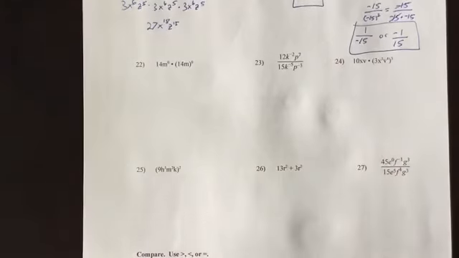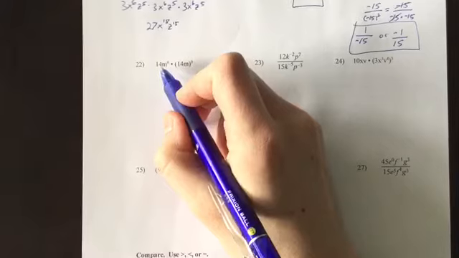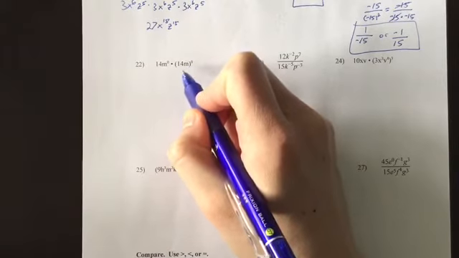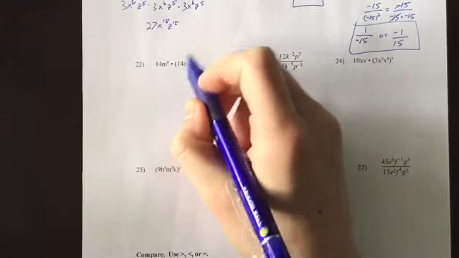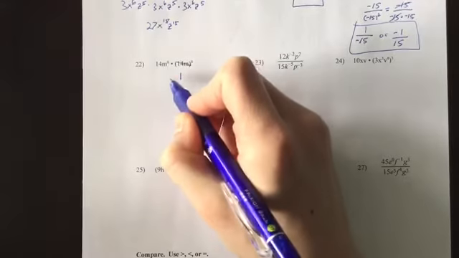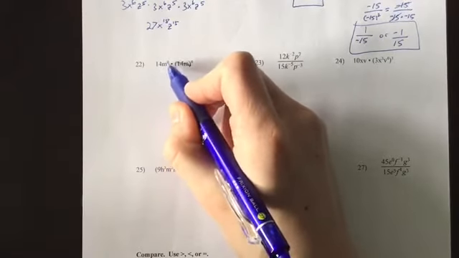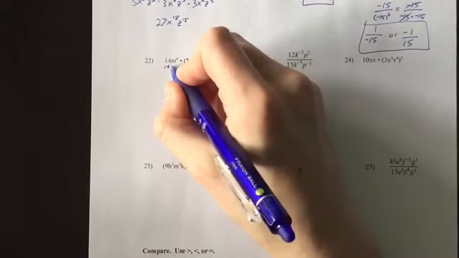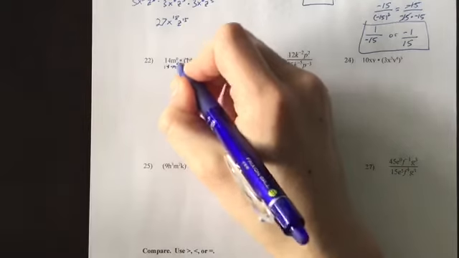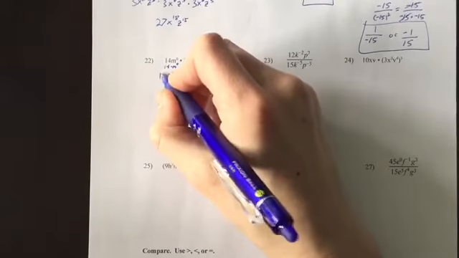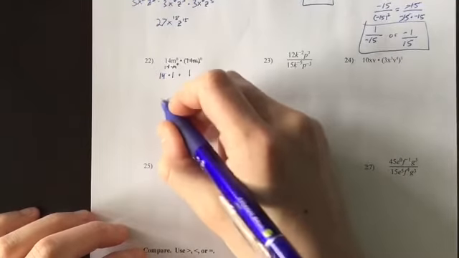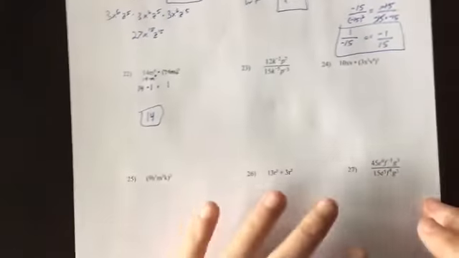22, ooh, finally we've got some 0 exponents. 14m to the 0 times 14m to the 0. The difference there is the parentheses. The 1 with the parentheses, the whole thing becomes 1. 14m to the 0, that's 14 is a coefficient, right? It's 14 times m to the 0. Only the m becomes 1. So we have 14 times 1 times 1. So our answer is 14.